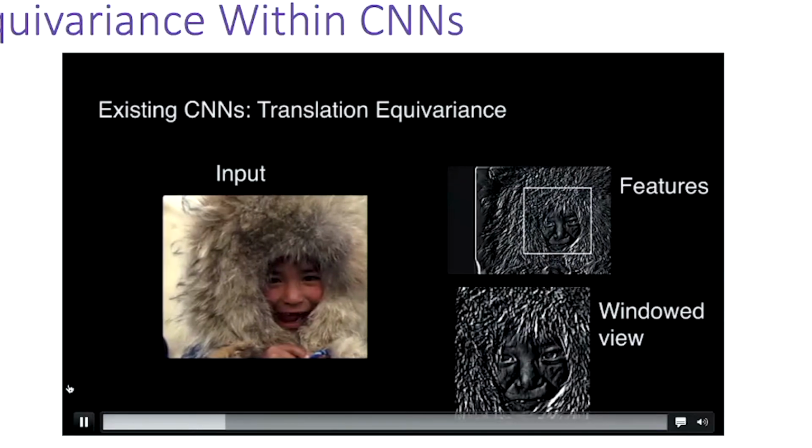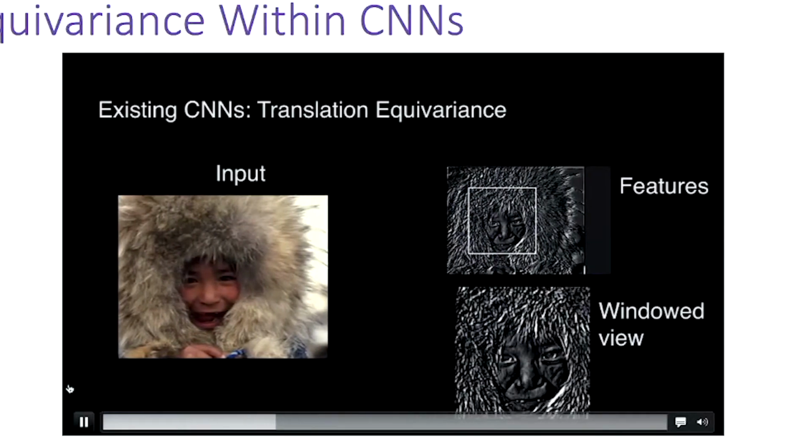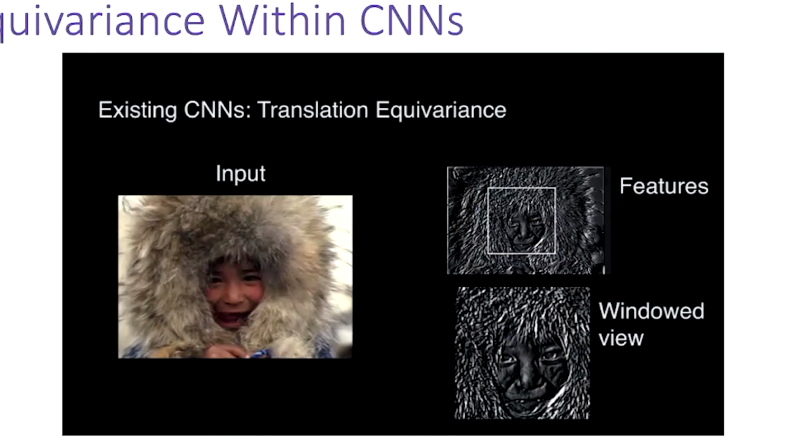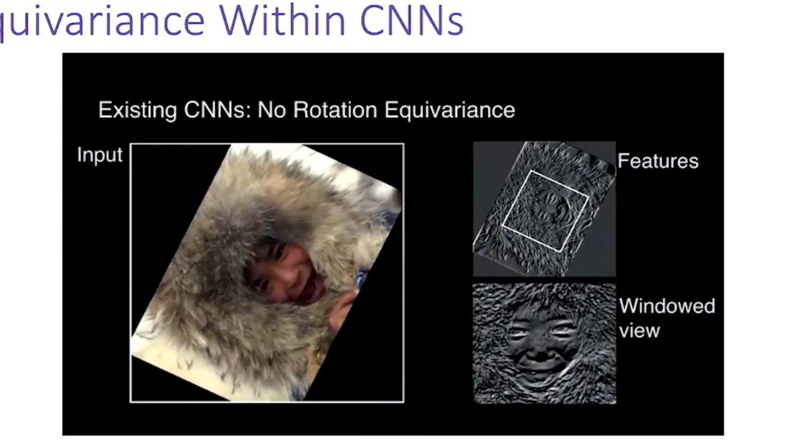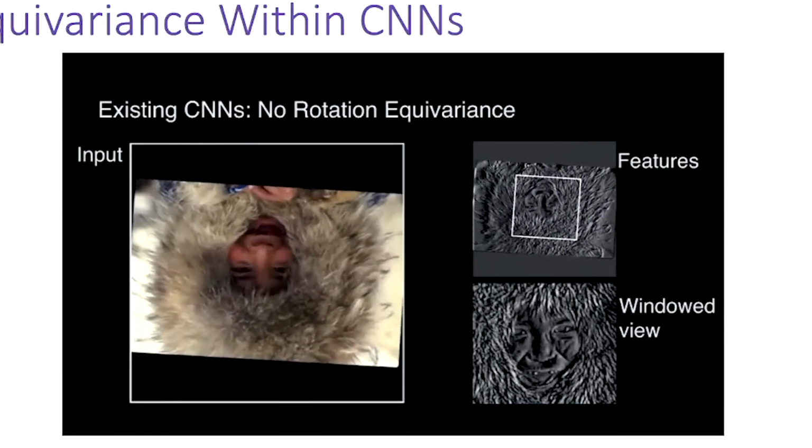So we can see here that the image on the left is translating, and the filter responses are translating in proportion to the input image. And therefore, the window showed that the predictions were stable.